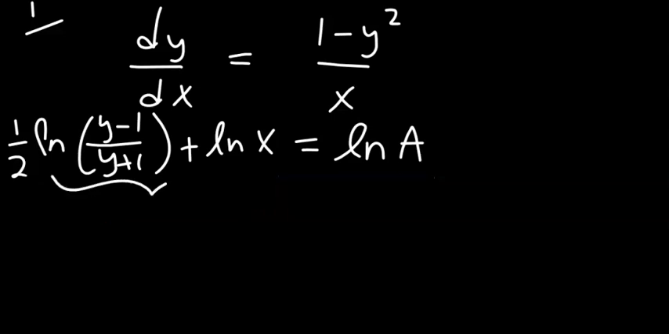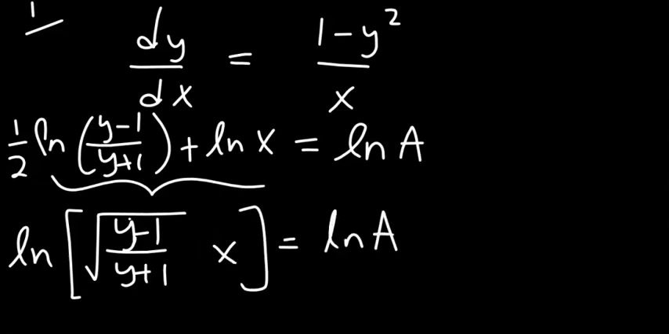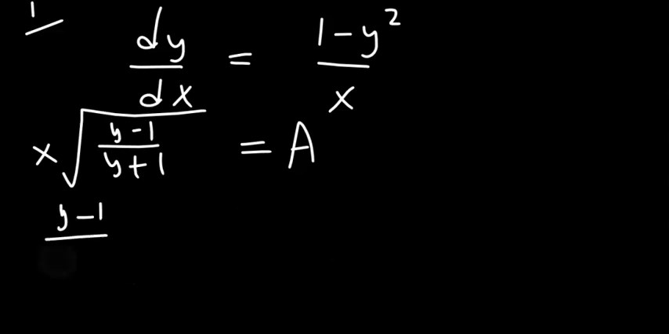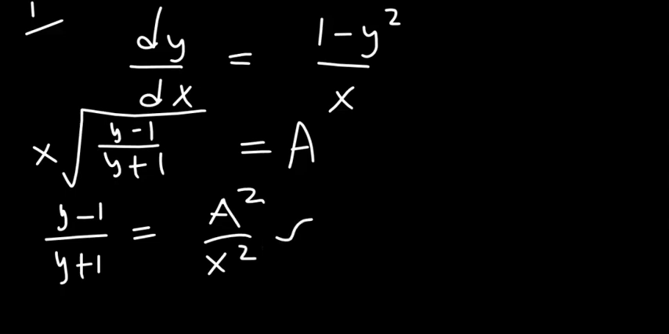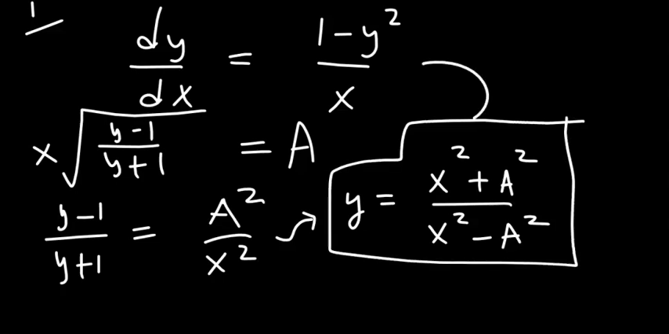Combining the two natural logarithms on the left-hand side, you have natural log of the square root of (y minus 1 over y plus 1) times x equals natural log of that constant a. So what this means is x times the square root of (y minus 1 over y plus 1) is simply the constant a. Squaring both sides, we get (y minus 1) over (y plus 1) equals a squared over x squared. And expressing y in terms of x, we get y equals (x squared plus a squared) over (x squared minus a squared). And that is the general solution to this differential equation.